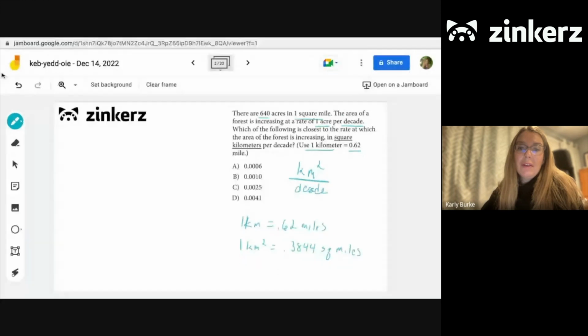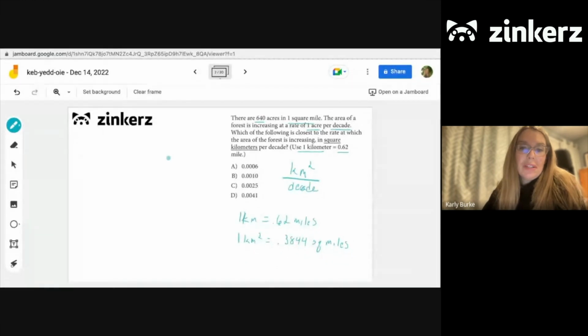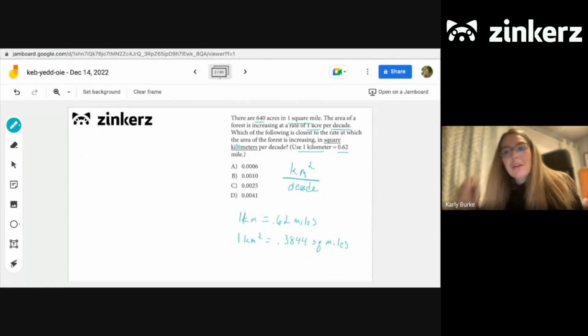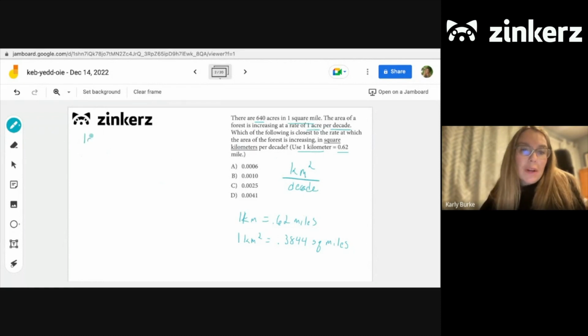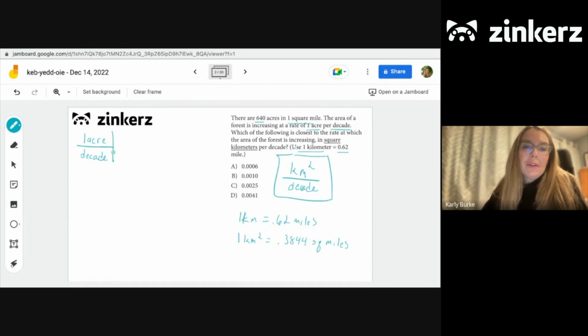Now we have enough information to set this up. So we are going to start with the rate. It's 1 acre per decade. Now remember, the goal is to get into square kilometers per decade. So let's take a look at what we can cross out. I know I need to keep the decades.